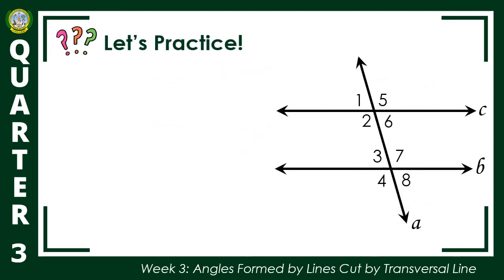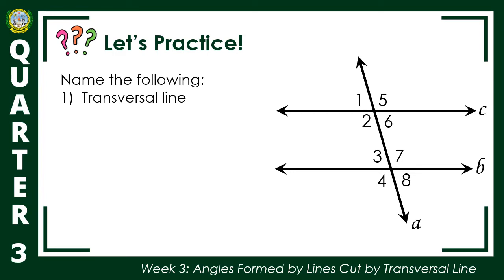So that's it. Let us now practice what you have learned by naming the following figures based on our figure. First is transversal line. Alin nga ba dito yung transversal? Again, when we say transversal, it is the line that cuts two or more lines at two different points. So as you can see, in the figure, we have lines A, B, and C. And since line A cuts line B and line C at two different points, then it is our transversal line.